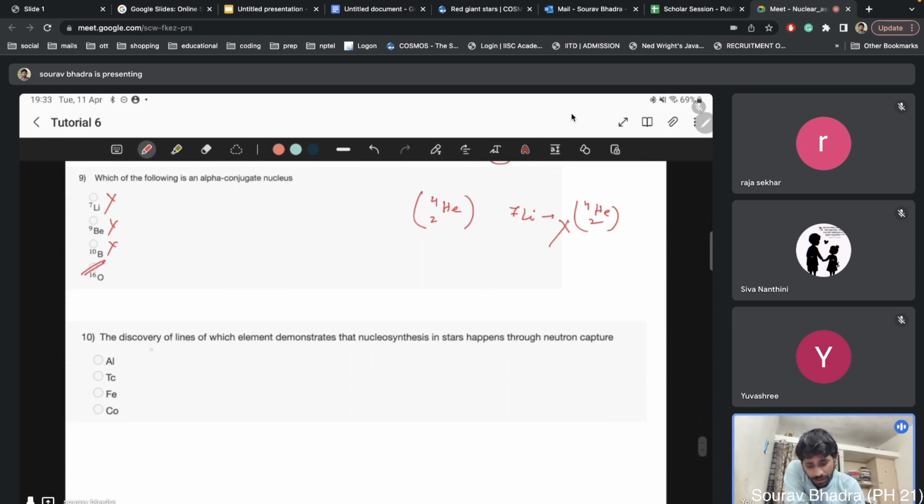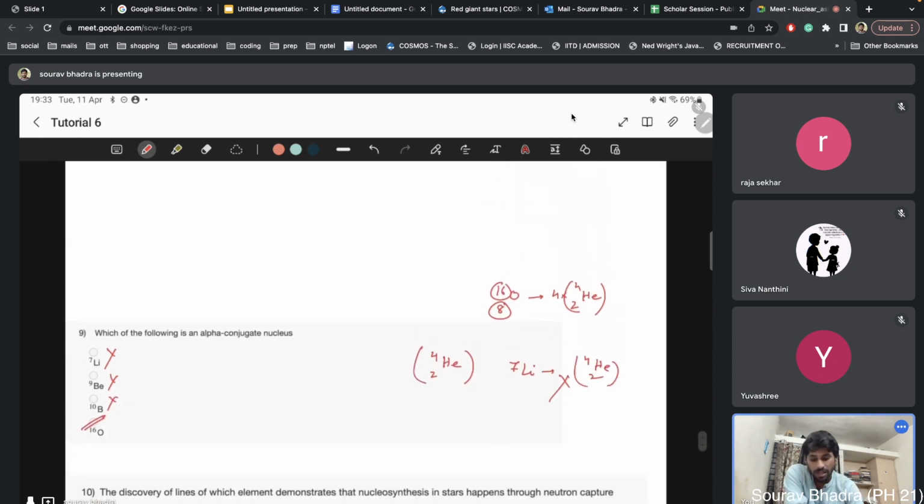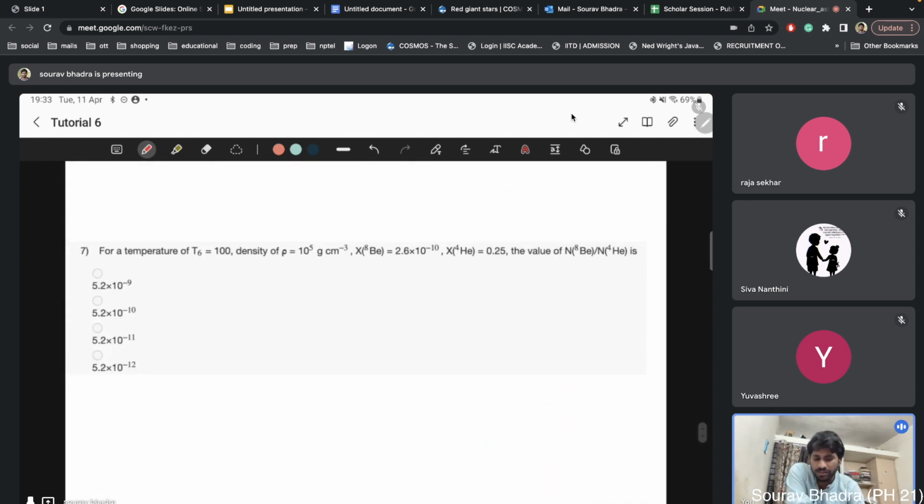And the discovery of lines of which element demonstrates nucleosynthesis is so neutron capture, which I have not covered today. But you know that technetium is the main thing which tells us that nucleosynthesis is mainly going on in the stars. It has been told in the first class itself. The technetium is a very good evidence of the nucleosynthesis.